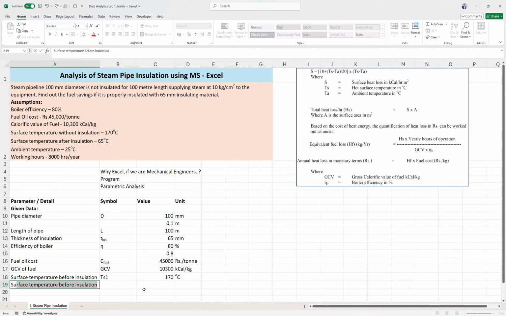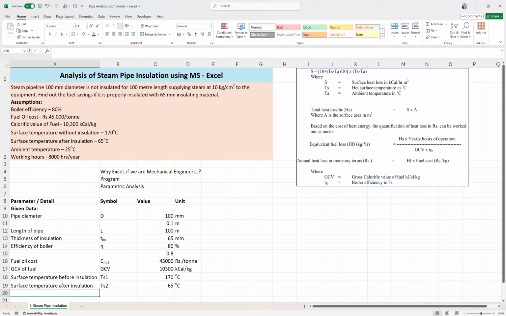Then surface temperature after insulation. Now I will save my time in writing this text. Excel has already provided this suggestion. So I will now simply press enter. The same text has been replicated. I will double click, select this word before, delete it and then write after insulation. So I will indicate the temperature after insulation by symbol TS2. It is 65 degrees Celsius. I will copy and paste.